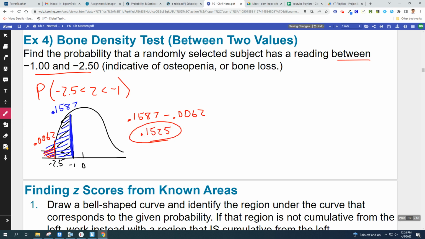Now, all that said, it's going to be a lot easier just to use your calculator here. We can use our normal CDF in between negative 2.5 and negative 1, and 0 and 1. And that's it. That's probably even easier than the other two because I don't have to worry about infinity or negative infinity or anything like that. But that's going to give you that same result, 0.1525.